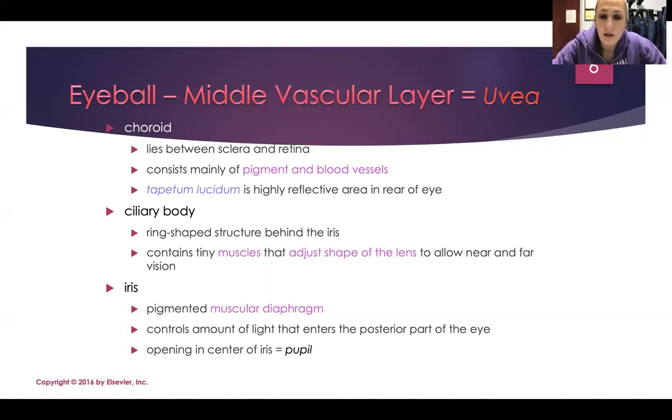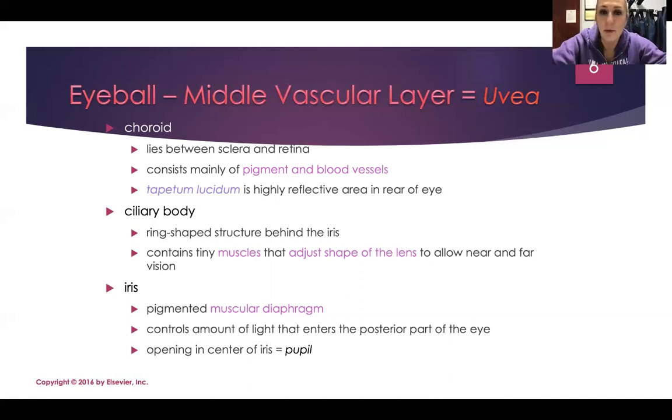That opening is called a pupil. So remember that the pupil is not a thing. It is essentially the center of the iris. It is a hole that lets light in through that muscular diaphragm, but it's not a physical item. The opening or the hole is called the pupil.